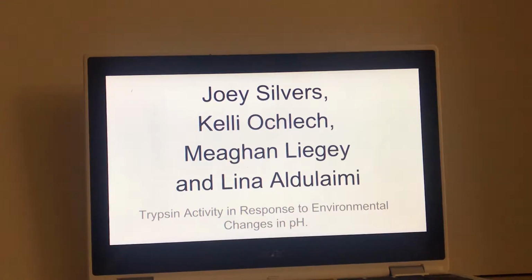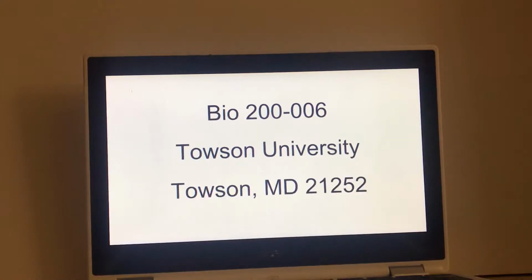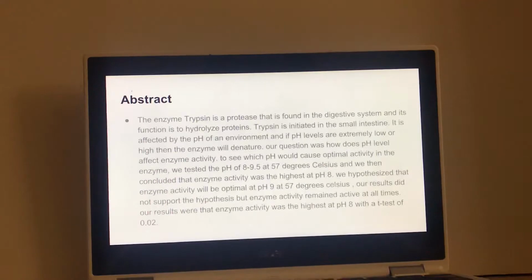This is the trypsin activity in response to environmental changes in pH project. It was done for the class of Bio 200 Lab, Section 6, Towson University. This is my abstract.